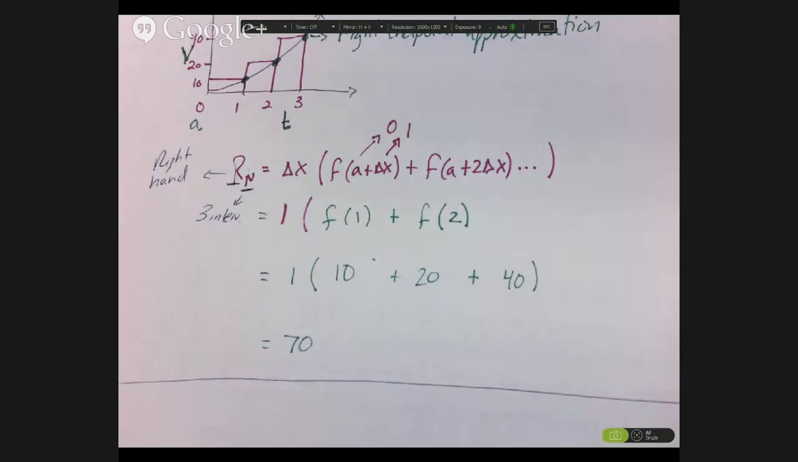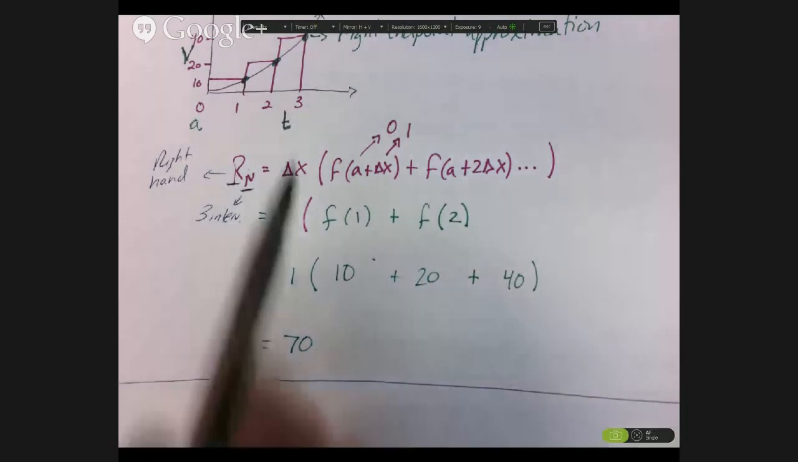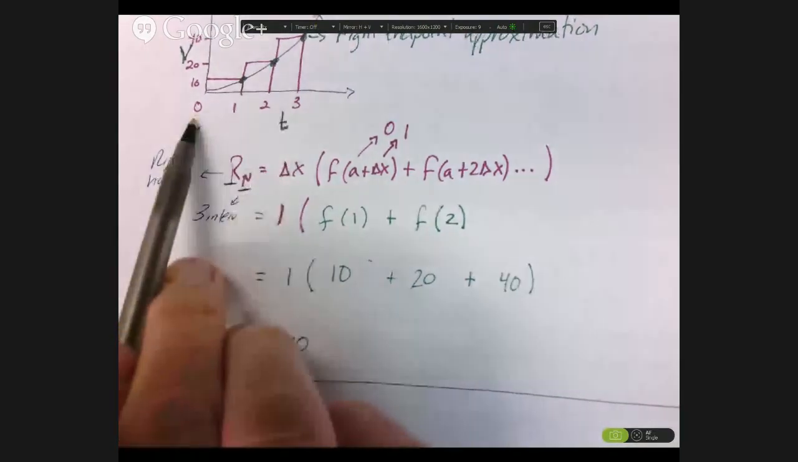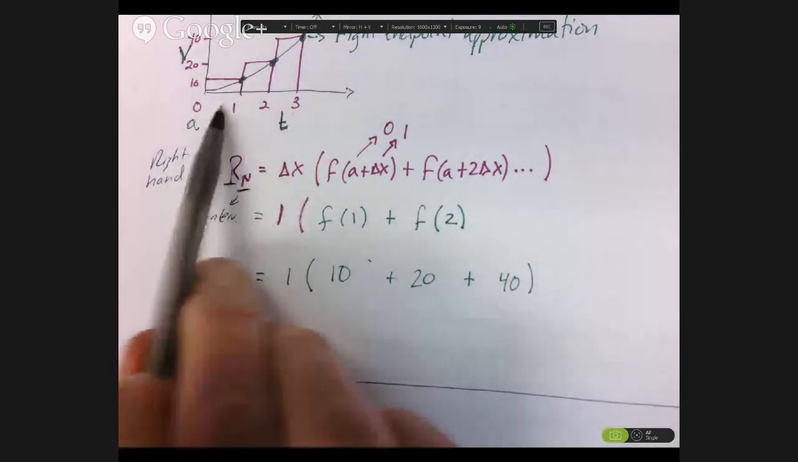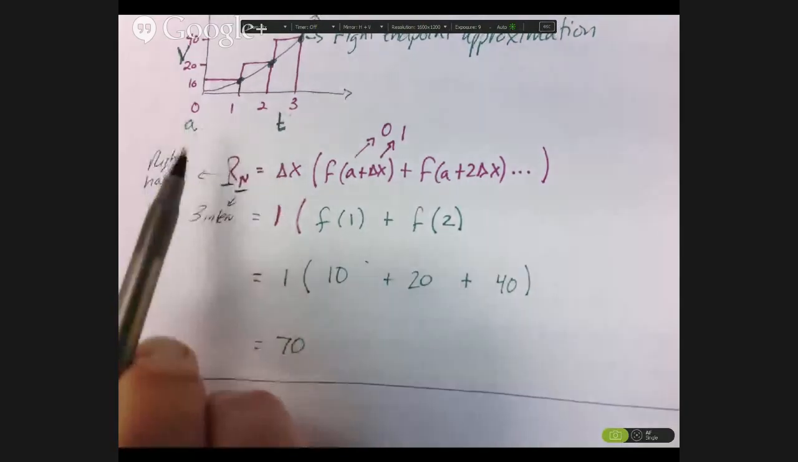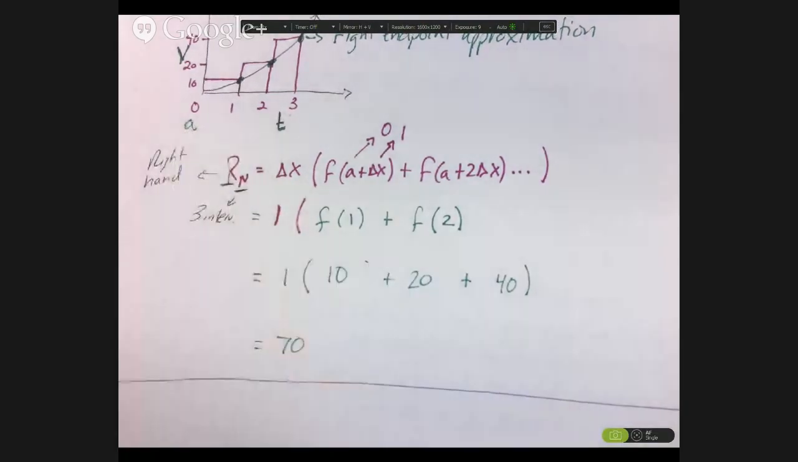So let's talk about the top corner. N would be the number of intervals here, 3. A is the origin. Yeah. I should have specified that a little better, huh?